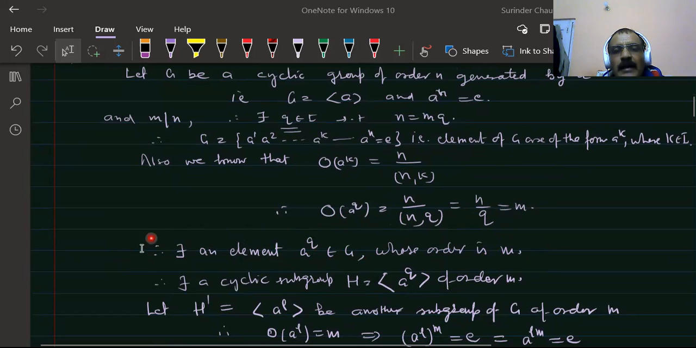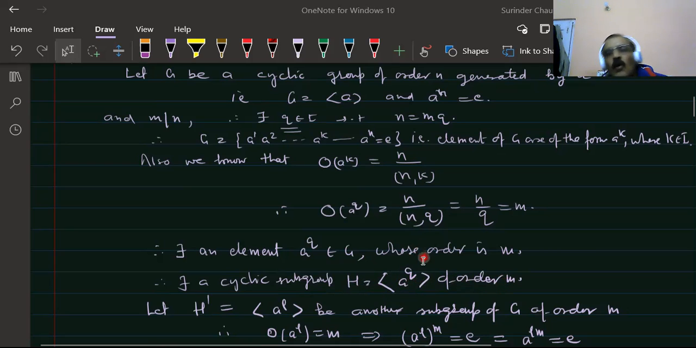Therefore, if the order of a^Q is equal to m, it implies there exists an element a^Q belonging to G whose order is equal to m. So we have the element a^Q belonging to G and its order comes out to be m. So this a^Q can generate a subgroup. Therefore, there exists a cyclic subgroup H. The order of this element is m, which means (a^Q)^m is equal to e. This implies there is a cyclic subgroup H generated by a^Q.